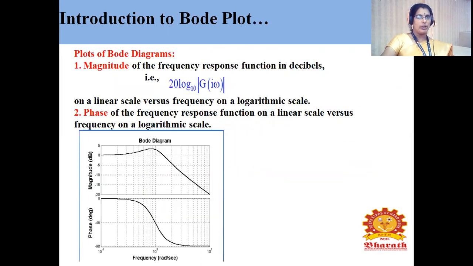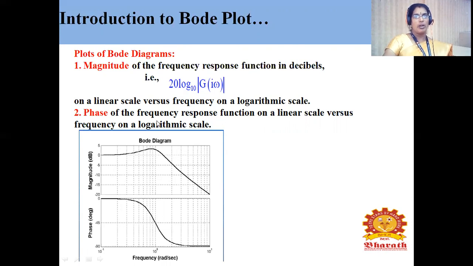Let us discuss the plots of the Bode diagram. The magnitude of the frequency response function in decibels is given by 20 log of the magnitude of G of j omega. Whatever value of G of j omega we obtain, using this formula we get the value in decibels, which will be drawn on the linear scale versus frequency on the logarithmic scale.